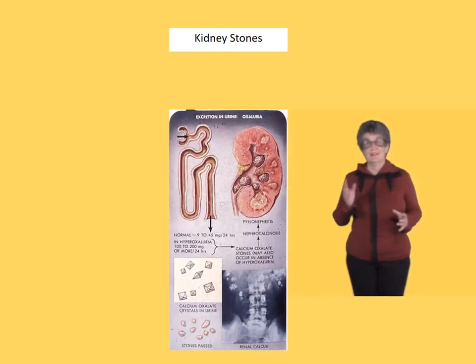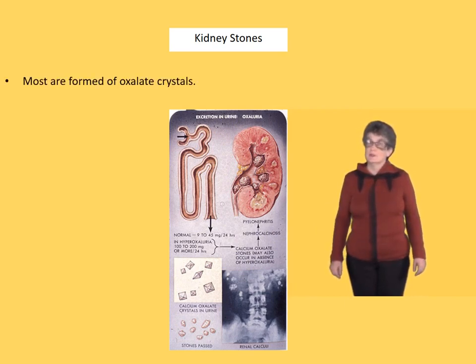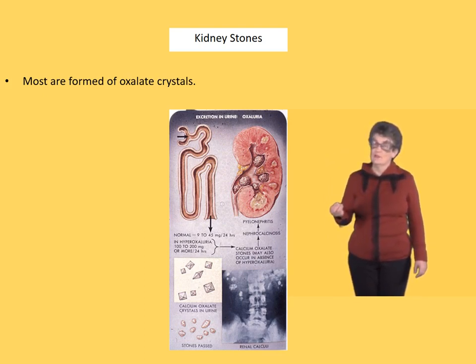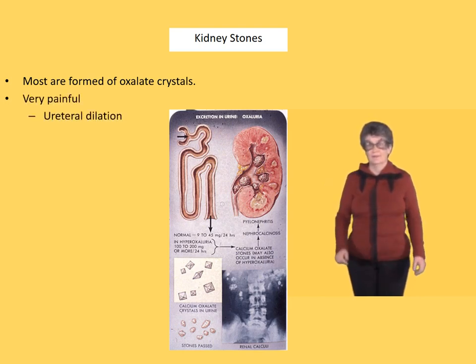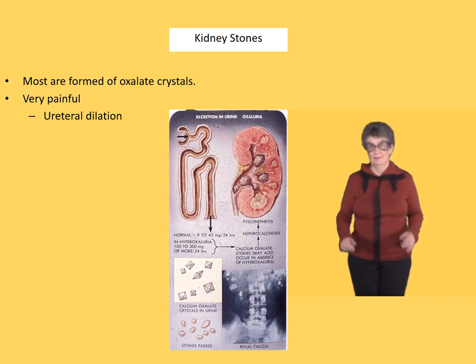Kidney stones. They're said to be as painful as giving birth. Most of them are formed of oxalate crystals. So people with a high uric acid in the blood form crystals with a mixture of uric and oxalate crystals. These then pass down the ureter, and this is when the trouble begins. Stones passing down the ureter are incredibly painful. Eventually they pass and the pain goes away.